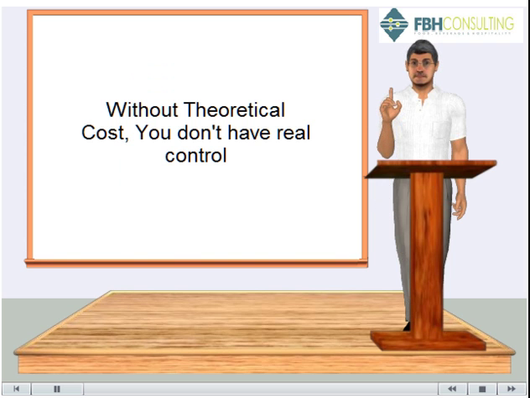Knowing how much you should have spent is what is known as an ideal or theoretical food cost. If you don't know what your theoretical cost is, then you have maybe half of what real control should be.